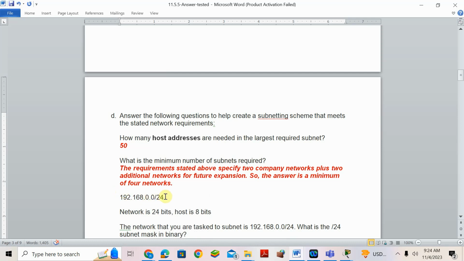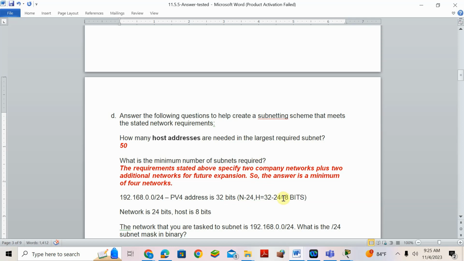The reason is the IPv4 address. An IPv4 address is 32 bits in length. Out of that we have network and host bits. This representation, 192.168.0.0/24, means these 24 bits are for network. So the network is 24. What about the host? Host is 32 minus 24. Total is 32, out of that network is 24, so host equals 32 minus 24 equals 8 bits.